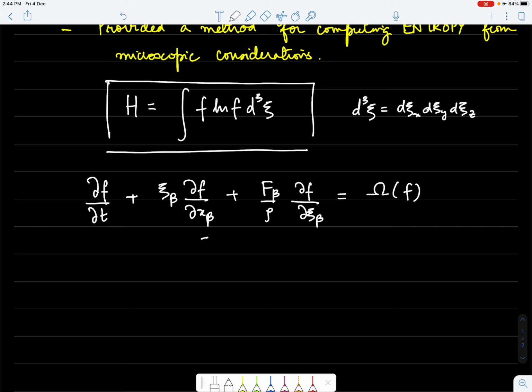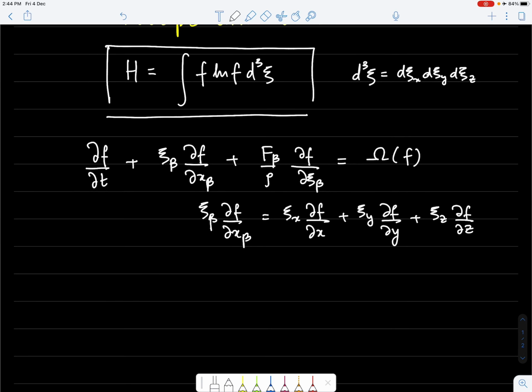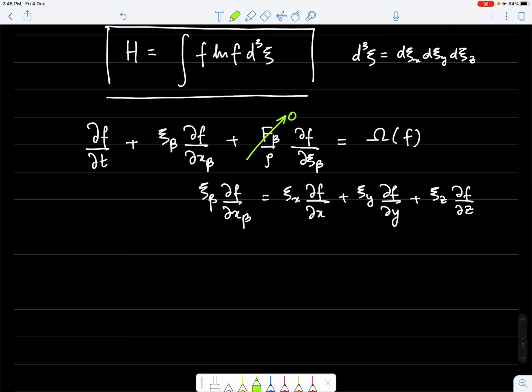So basically, for example, xi beta df dx beta would become xi x df dx plus xi y df dy plus xi z df dz. So I'm using the Einstein index notation. For now I'll consider a special case, although the same mathematics can also be done for the more general case, but that is slightly more difficult to prove here. So I'll assume that the force is 0, so there are no external forces in the system.